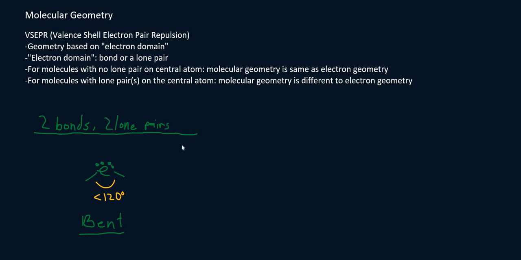So what would happen then if you had 2 bonds but 2 lone pairs instead of 1 lone pair on the central atom? Well, it's going to be pretty similar to when we had the 1 lone pair. The molecular geometry is still called bent, and we still have that less than 120 degree bond angle, but that bond angle is going to be even smaller because now we have 2 sets of lone pairs, distorting that angle even further. So it's pretty similar, except we just have a more exaggerated distortion on that bond angle.